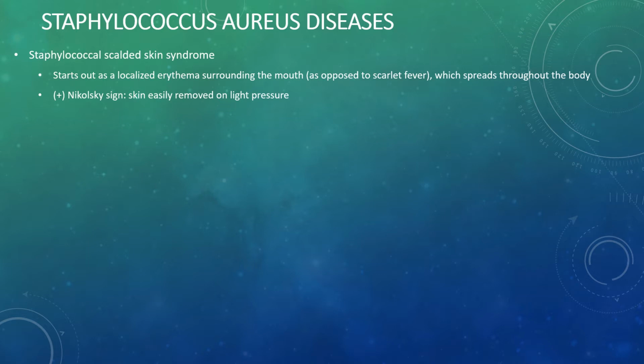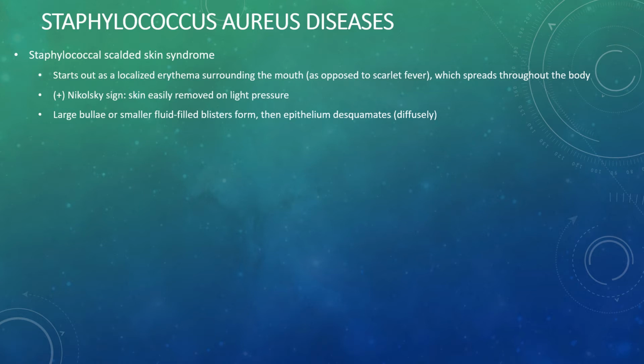And a key feature of this rash is that you have a positive Nikolsky sign. What is a Nikolsky sign? It means that if you push on the skin, it comes off. And that's very important to know. A positive Nikolsky sign is a very key feature of staphylococcal scalded skin syndrome.